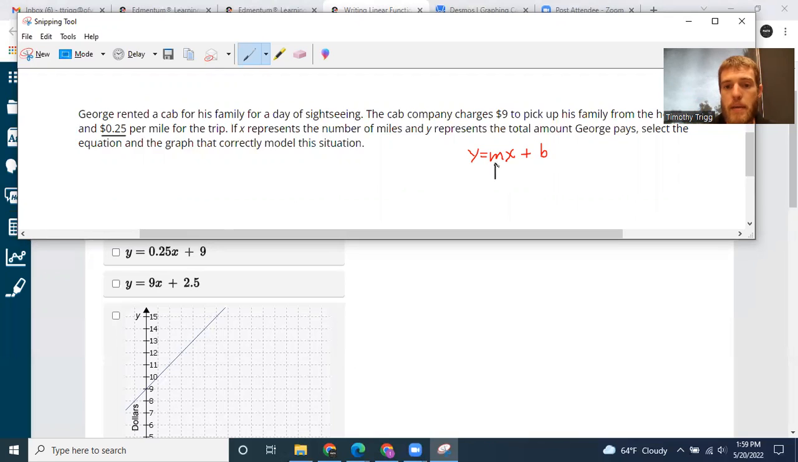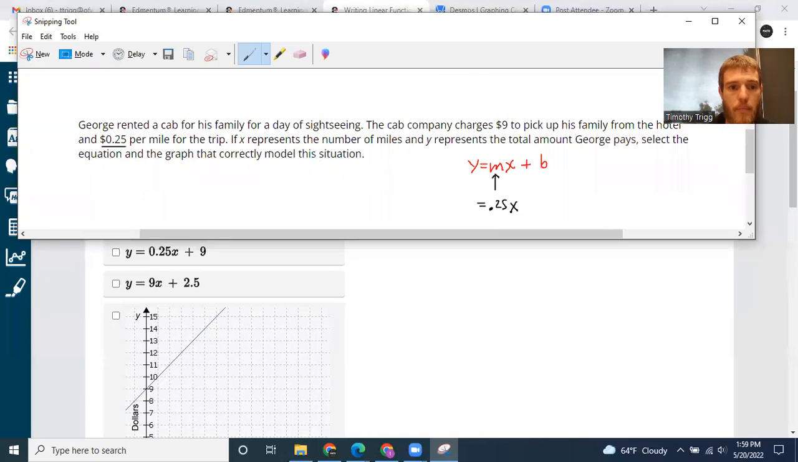And I know this because what's essentially happening here is that 25 cents is multiplied by the number of miles driven. X is the number of miles driven, right? See, it says X represents the number of miles. So that 25 cents is multiplied by the number of miles. So for example, if they drove 20 miles, it'd be 25 cents times 20.